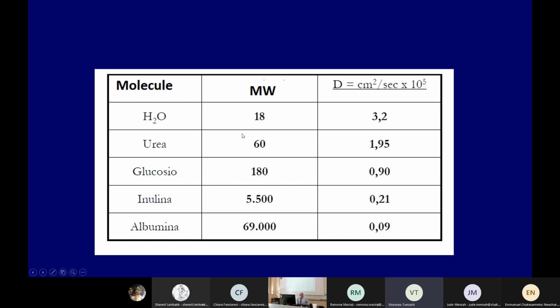Here you have a table with different molecules: water, urea, glucose, inulin, albumin. Molecular weight, okay, and also this important parameter, D, 3.2, the ability of your compound to cross or not cross. In this case, albumin is very big. It's difficult for albumin to cross the cell membrane.